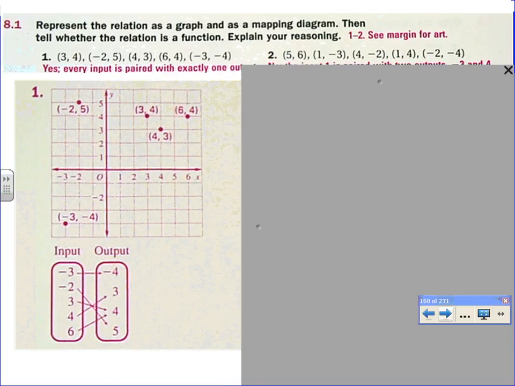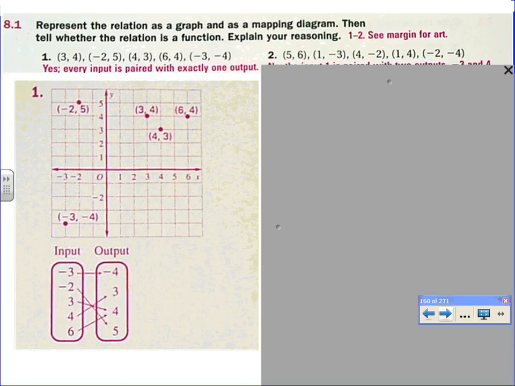So homework. Who can tell me if number 1 is a function and explain to me why it is or is not? Mike. Right. Every input has exactly 1 output. That's the definition of a function. Number 2, you're supposed to draw a mapping diagram. That's what theirs looks like. And then they plotted them too just for tricks.